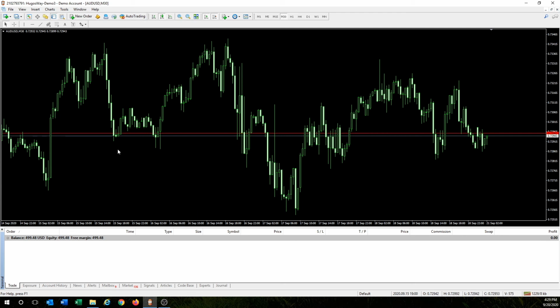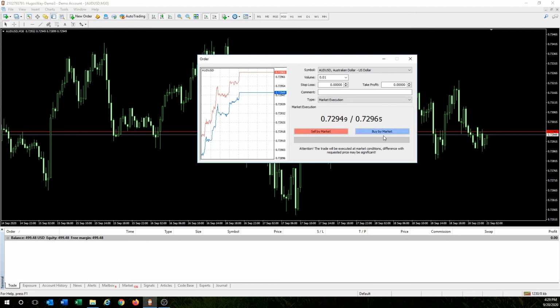Okay, so let's do the opposite now. Let's go new order up here. Let's place a buy. So we think price is going to go up. So now we're buyers, right? We're going to make sure it says Australian dollar versus the US dollar. Our volume is going to be 0.01. And we're going to hit buy.